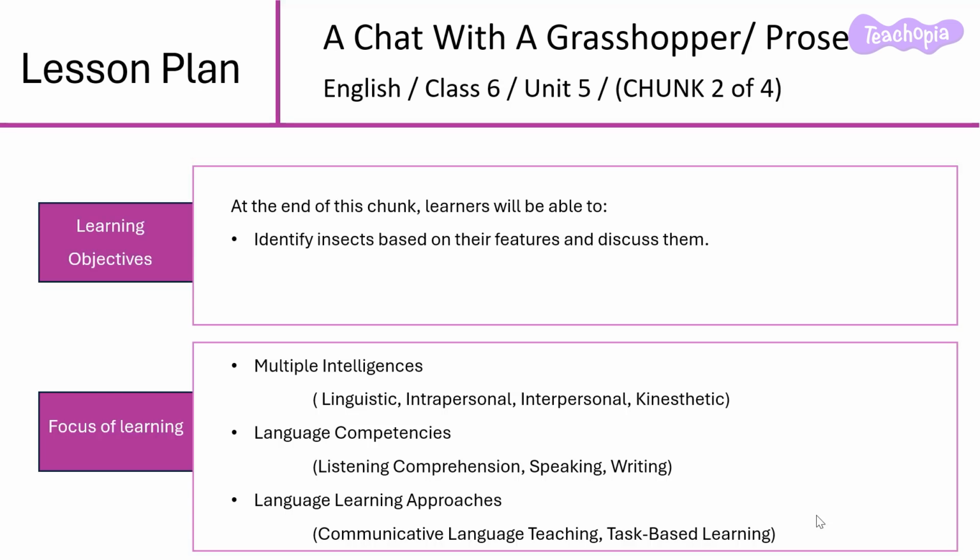Learning objectives are specific, measurable statements that define what students are expected to learn or be able to do at the end of a lesson, unit, or course. They serve as clear goals that guide both the teacher's instructions and the student's learning. This lesson plan focuses on the language competencies of listening, comprehension, speaking, and writing.